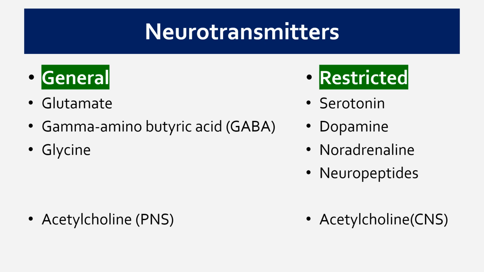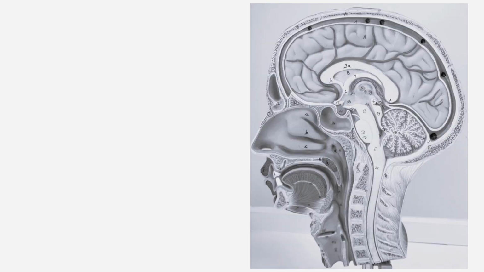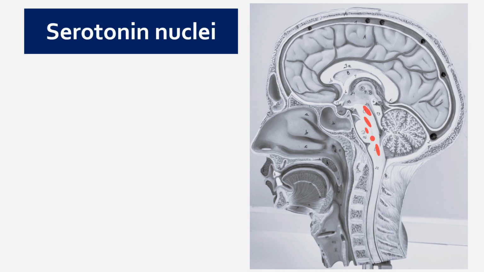I'm going to show you it using serotonin. Here then is our favorite sagittal section that you've seen in lots of different videos. I'm going to show you where the serotonin nuclei are located in the brain. They're in these red blobs deep in the brainstem. They're called the Raphe nuclei, and they're very, very restricted. There's just a few discrete locations in which the cell bodies of serotonin neurons are located.